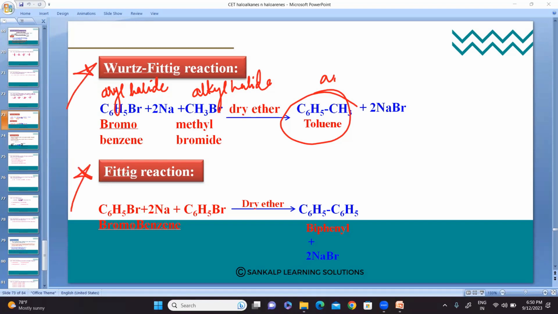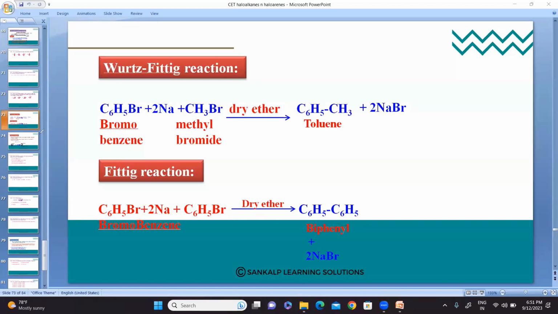Then the Wurtz reaction is between two molecules of alkyl halides. The Fittig reaction is between two molecules of aryl halides. In the presence of dry ether, it forms biphenyl. These name reactions are very important.